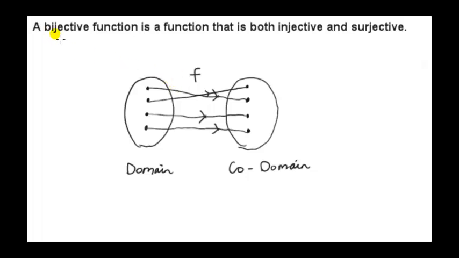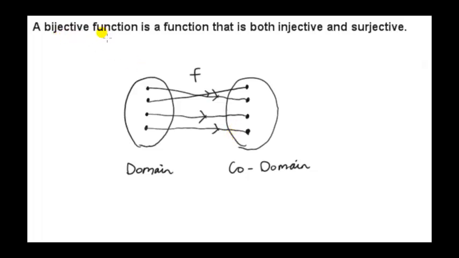The last type of function is a bijective function. Now this is a function that is both injective and surjective. So you can see here that an element in the codomain has at most one arrow pointing to it. Okay, you can't have two arrows pointing to an element in the codomain. So that makes this function injective, and you can see that all the elements in the codomain are used up. All elements in the codomain have an arrow pointing to them.